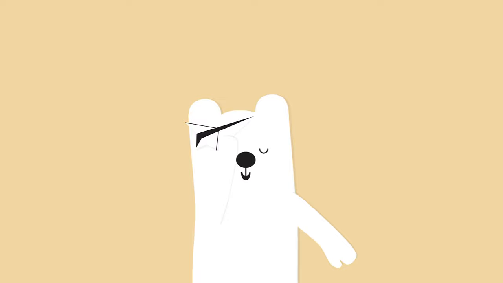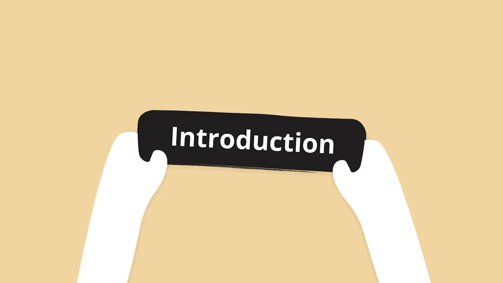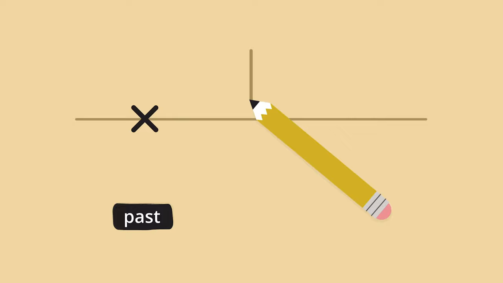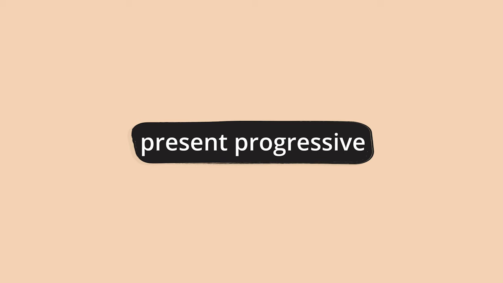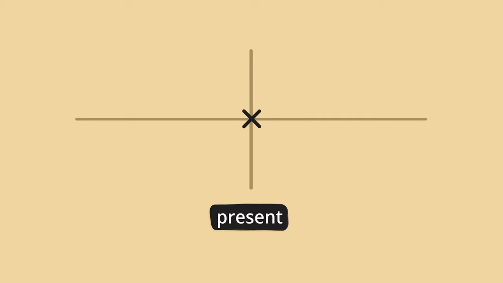Present Progressive. What are verb tenses? Verb tenses show the time that an action takes place. The present progressive is a verb tense. We use the present progressive tense for an action that is happening now. A present progressive verb is a continuing action.